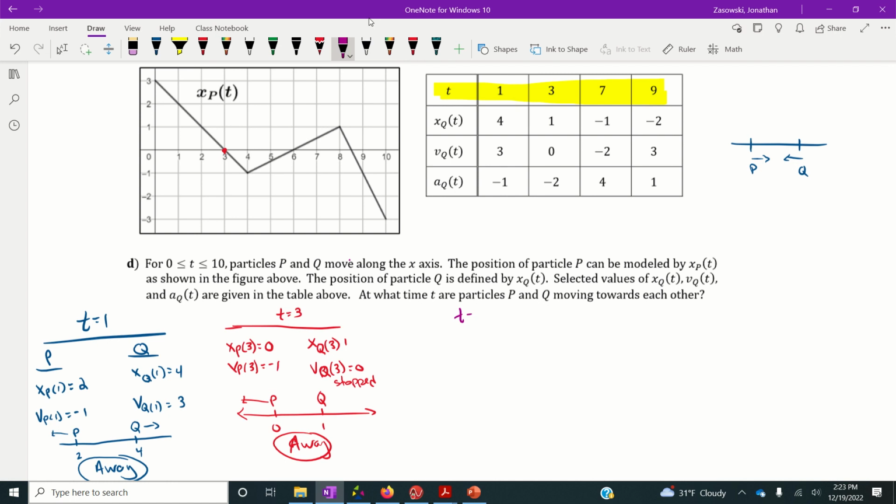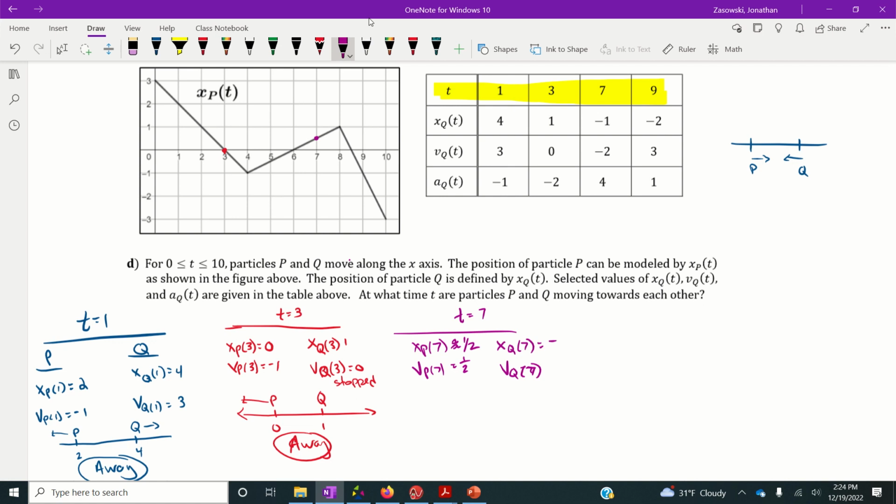Okay, for time t equals 7, same thing we want to check. So xp of 7, so find 7 right here. It's about a half, say approximately a half. And then vp of 7 is the slope. You can see we're going up 1 and over 2, so that's 1/2 and positive. And then xq of 7 and vq of 7 we can get right from the chart.